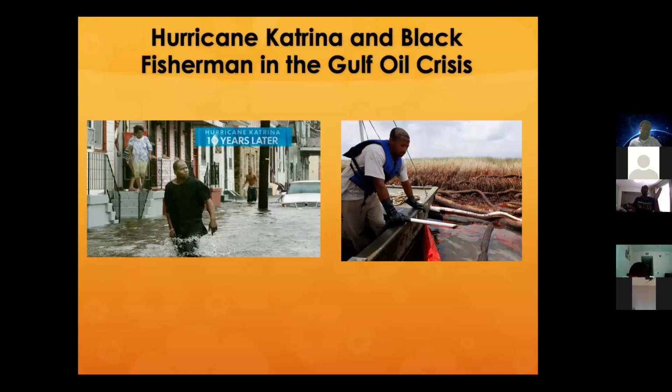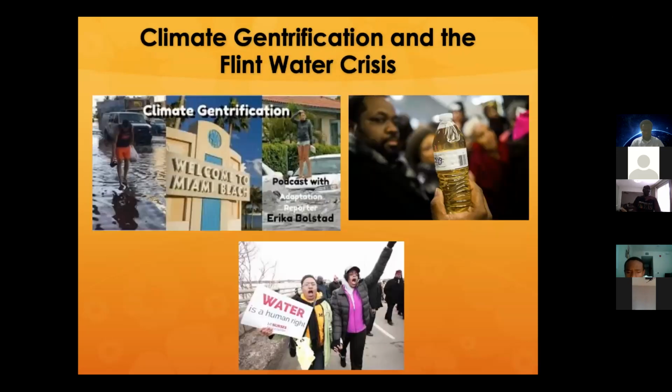We reflect on Hurricane, well, I shouldn't say we reflect on Hurricane Katrina. In the past, in the second half of the class, students are responsible for actually making an analysis of contemporary issues. Some of them could be related to climate change, the food system, environmental racism, land issues, and these are some of the issues students will cover in what we call Indaba presentations. And so, for instance, Hurricane Katrina, Black fishermen in the Gulf oil crisis were some issues we dealt with.